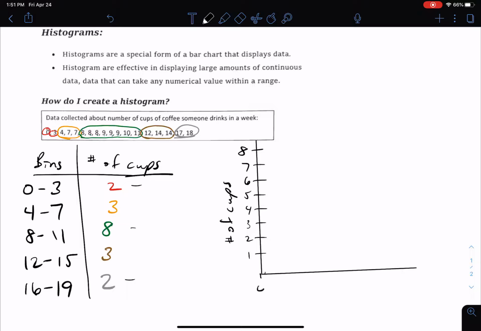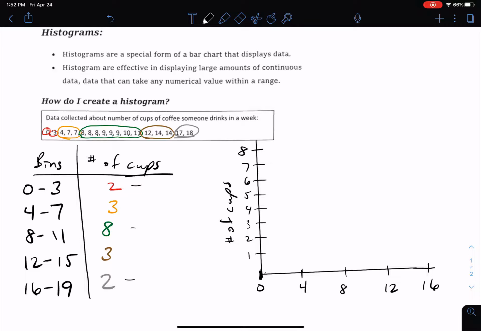So I went from 0 to 4, because from 0 to 3 is my first bin, and then starting with 4, it's going to go to 8. 8 is going to start the next bin. And then 12 is going to start the next bin, and then the last bin is going to start with 16. Okay, so the first bin is 0 to 3.